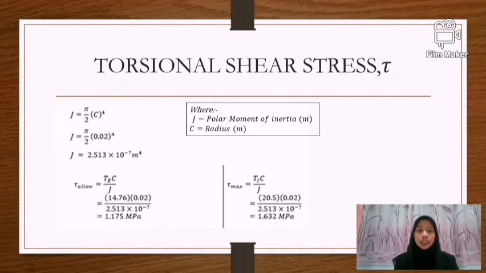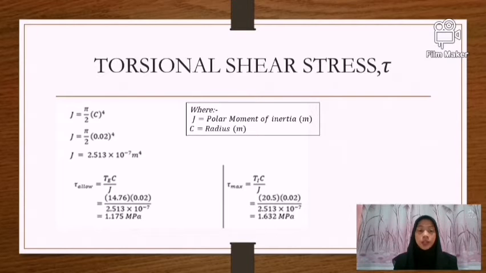Next, we will calculate the torsional shear stress. Shear stress is equal to T multiplied with C divided by J, whereas J is polar moment of inertia and C is radius in meter. So we need to calculate the J before we get the shear stress. So the equation of J is equal to pi over 2 multiplied with C to the power of 4.